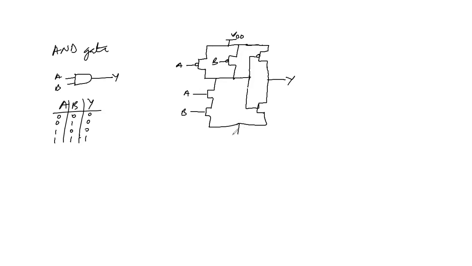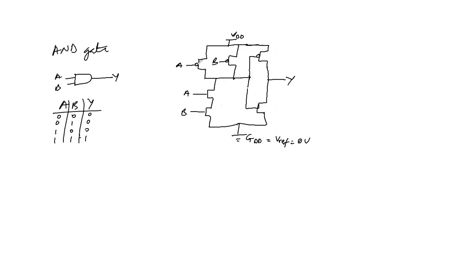This is grounded, which is the same as a reference voltage of 0 volts. So in this case, the gate requires 6 transistors, 1, 2, 3, 4, 5, 6. So 3 p-type and 3 n-type.